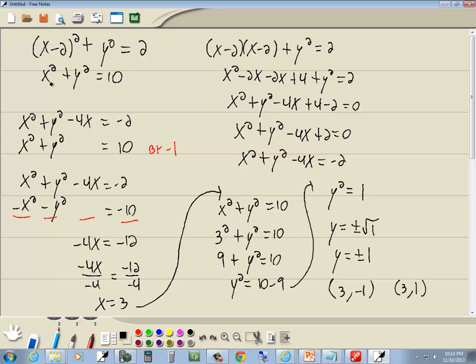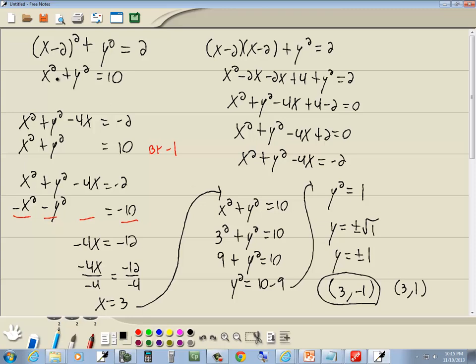If I put 3 for the x and negative 1 for the y here, we get 3², which is 9, and negative 1 squared, which is 1. 9 plus 1 is 10. That checks there. If I put 3 up here and negative 1 up here, 3 minus 2 is 1. 1 squared is 1, and negative 1 squared is 1. So 1 plus 1 gives you 2. So this one checks.